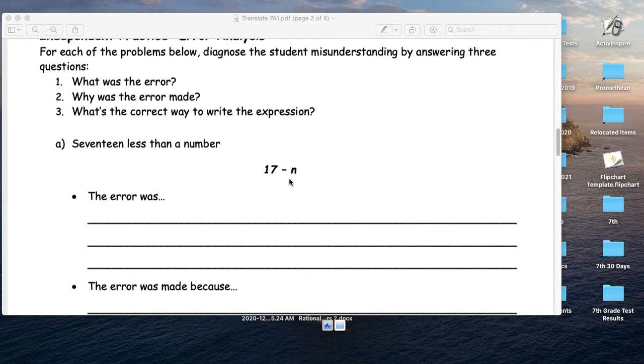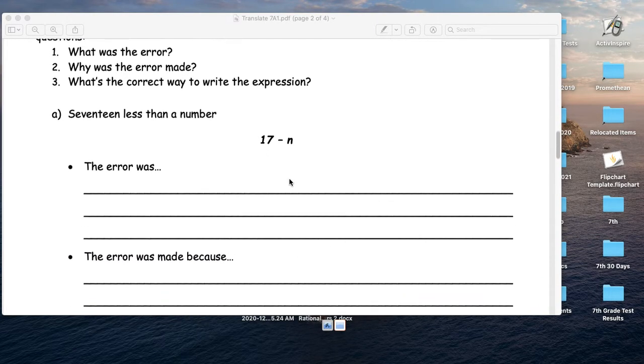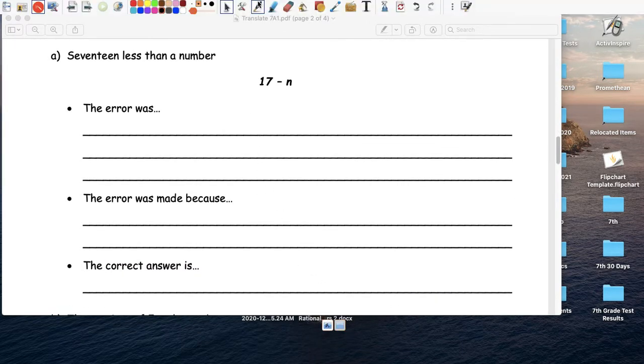Error analysis: what's wrong here? What was the error? What's the correct way? 17 less than a number means subtraction, and a number means n. Whoever did this forgot to switch it around. The error was that she forgot to switch 17 and n.